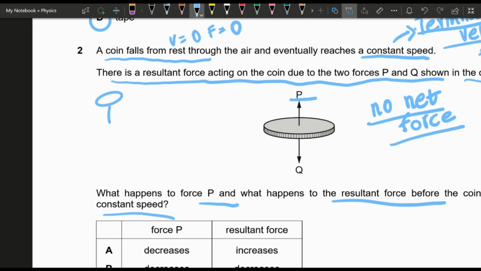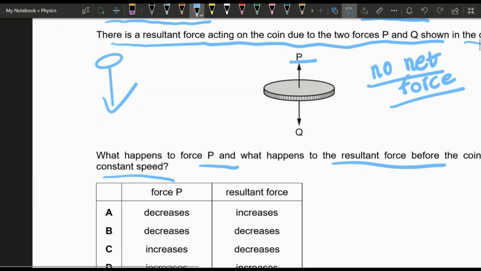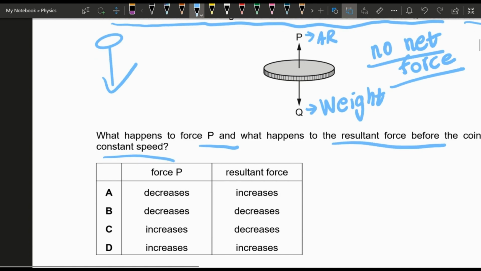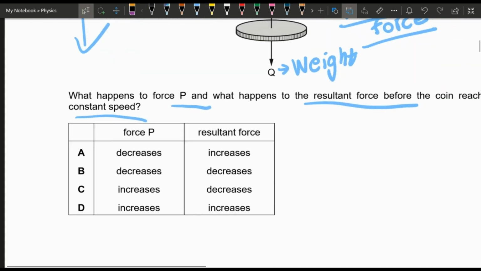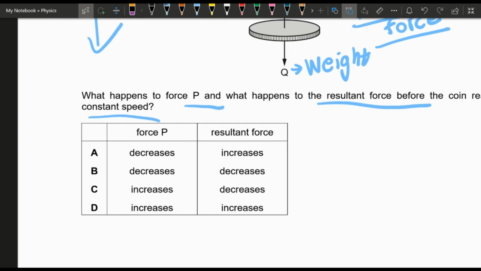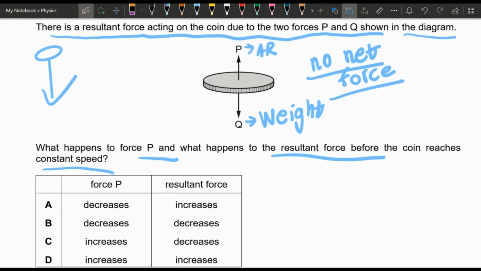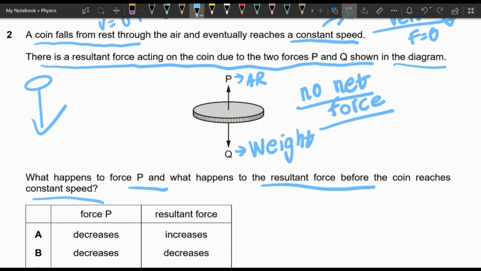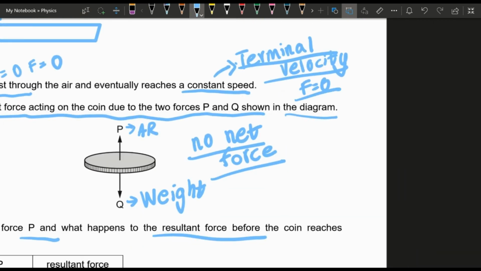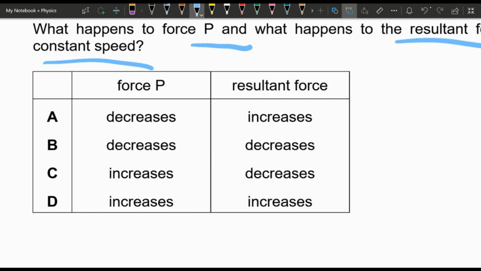A coin has been dropped from rest. It is moving. So the upward force acting against it, what will it be? It will be air resistance. So the force P will be air resistance, and Q will probably be its weight, right? Now they're asking what happens to the force P and what happens to the resultant force before the coin reaches constant speed? As I told you, at constant speed there's no net force, which means there's no resultant force. F is equal to zero, so F will decrease, right?